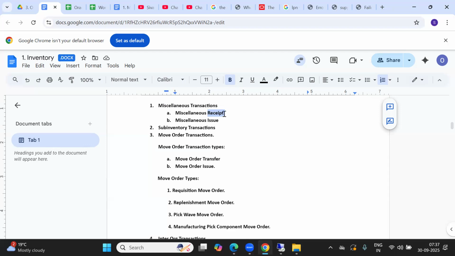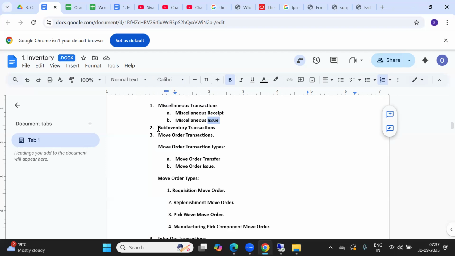So a miscellaneous receipt increases the quantity. When you say issue, it is like sending out, selling out, removing, decreasing. These two, miscellaneous receipt and issue, are for adjustment purposes only. Receiving means increasing the quantity; a miscellaneous issue means issuing the quantity, which means decreasing the quantity in inventory.